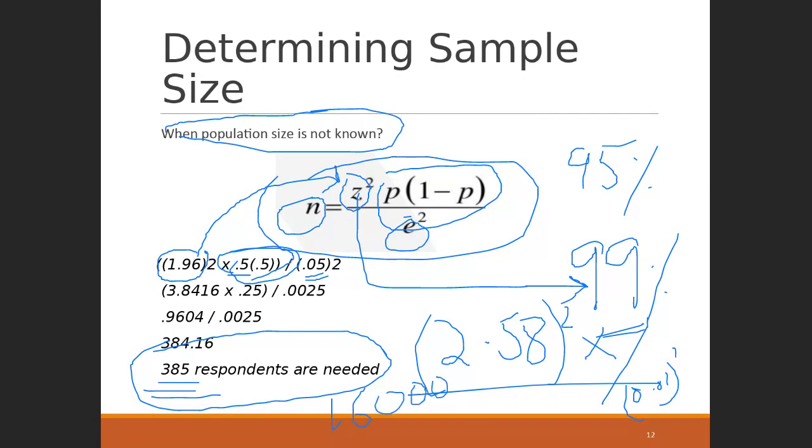So you will get the figure of 16,000. So this is a huge number for a sample size. So that is why we are going for 95% confidence interval. If you go for 99% confidence interval, the sample size becomes very, very large, which is not manageable in lots of situations. So this is how you calculate your sample size when your population size is not known.